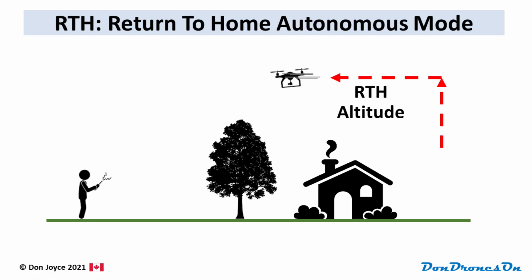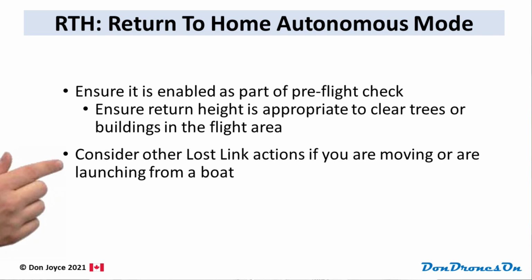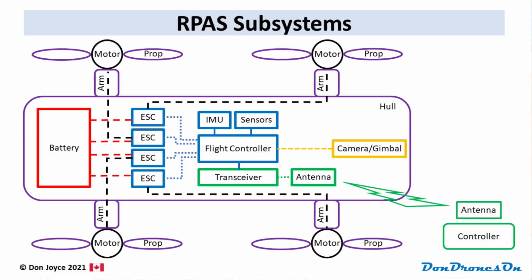Now, if you're moving during your flight, perhaps you've launched from a boat, for example, consider carefully other lost link actions, since an RTH may result in your drone happily landing in the water. Okay, back to the C2 link.